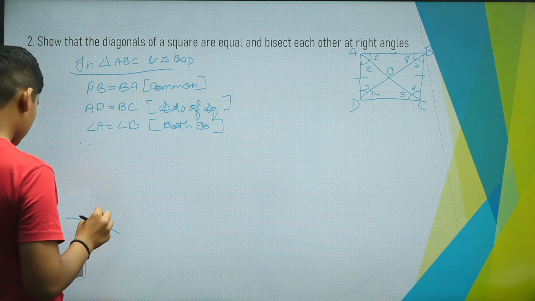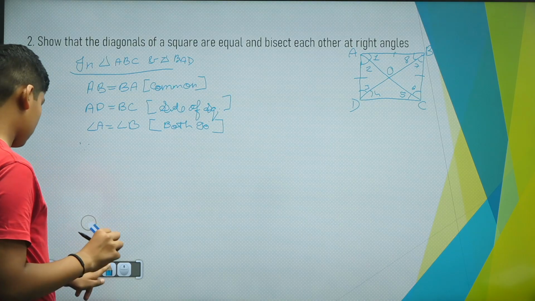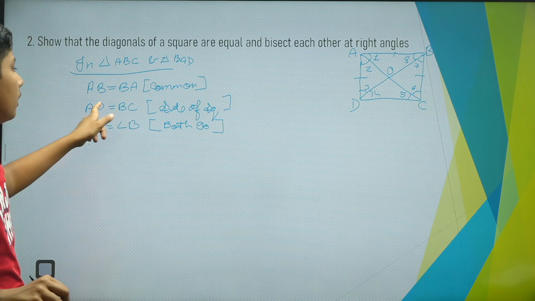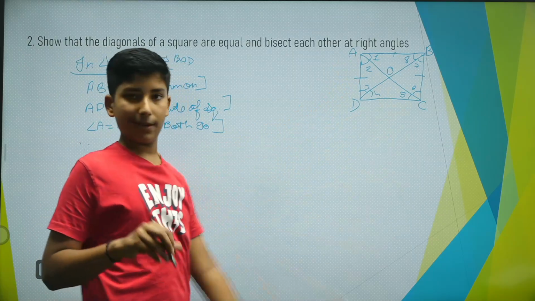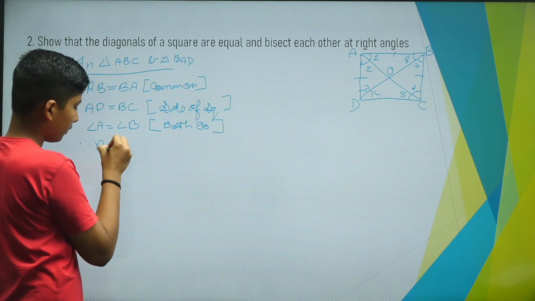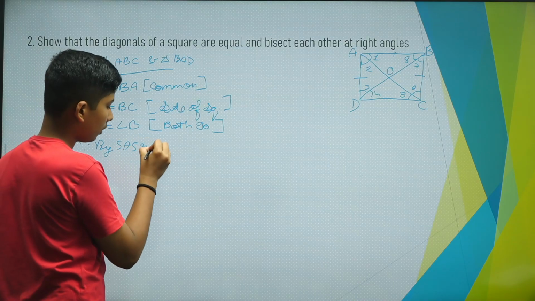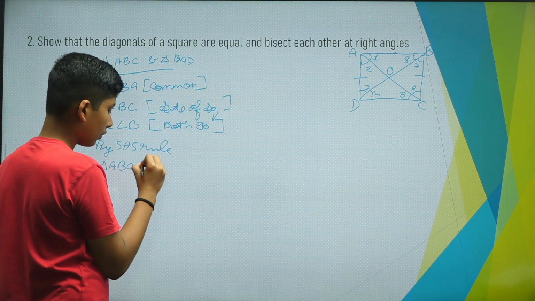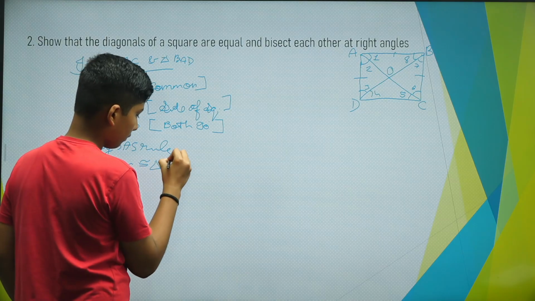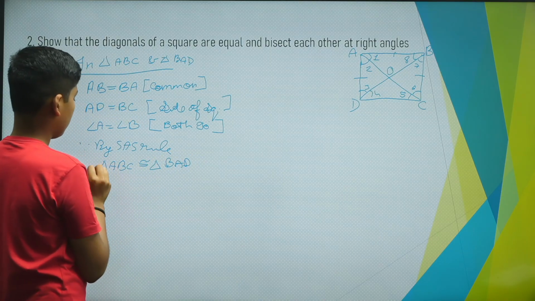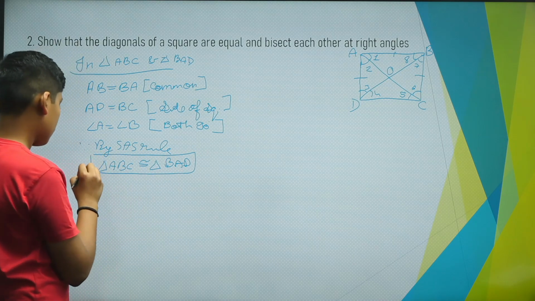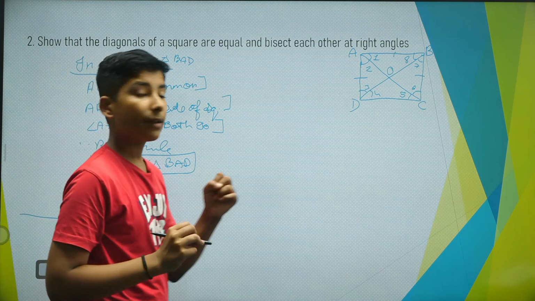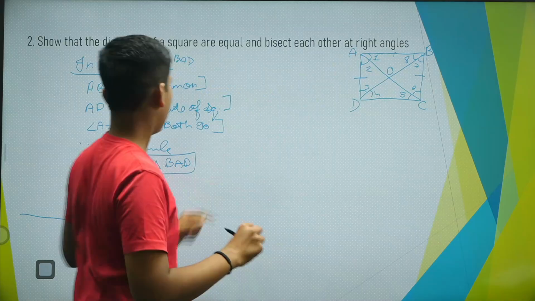Therefore, by which rule? Firstly a side, then angle, then side. Side, angle, side, so SAS. By SAS rule, triangle ABC is congruent to triangle BAD. Therefore, by CPCT, what else can we prove? AC equals BD.